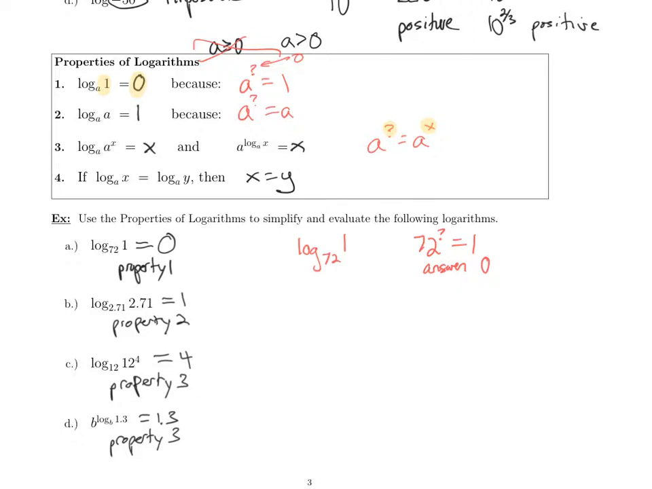We're going to continue and see how we can use property 4 in order to answer some questions, and that is called the one-to-one property of logarithms. So let's label that right here. This guy is called the one-to-one property of logarithms. And it comes in very handy, as you'll see in the next video.